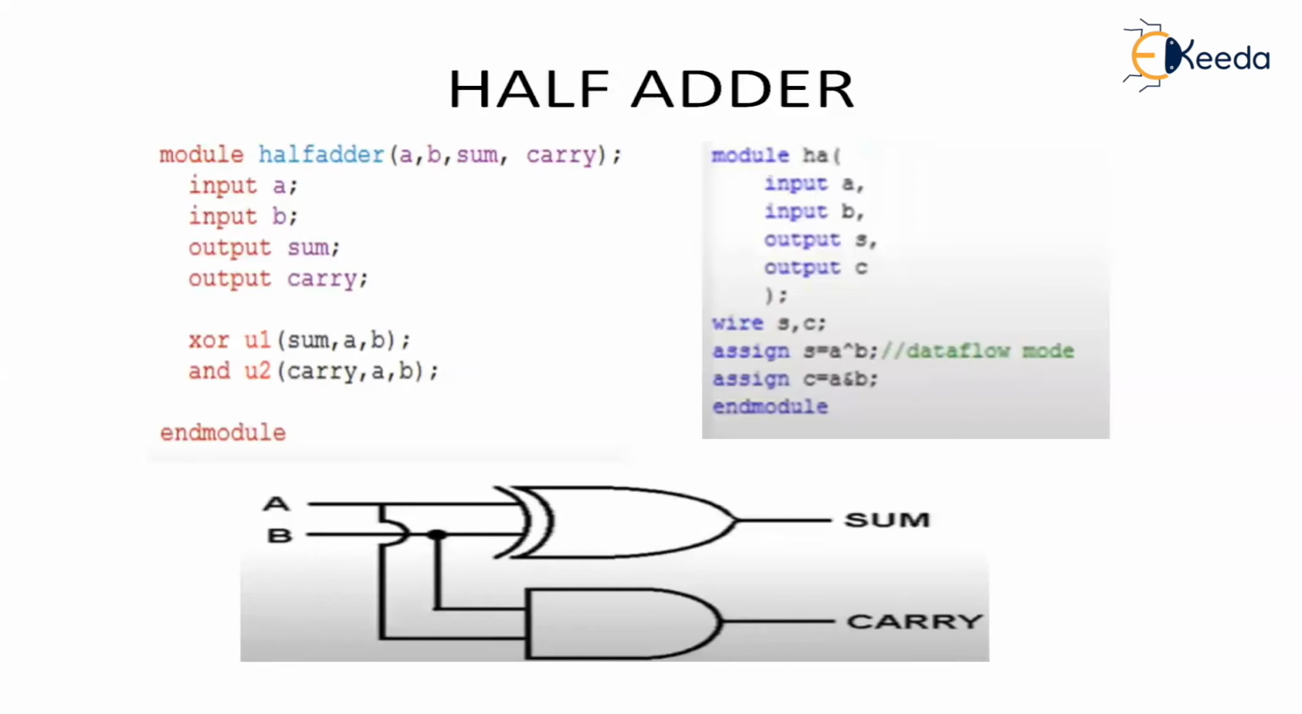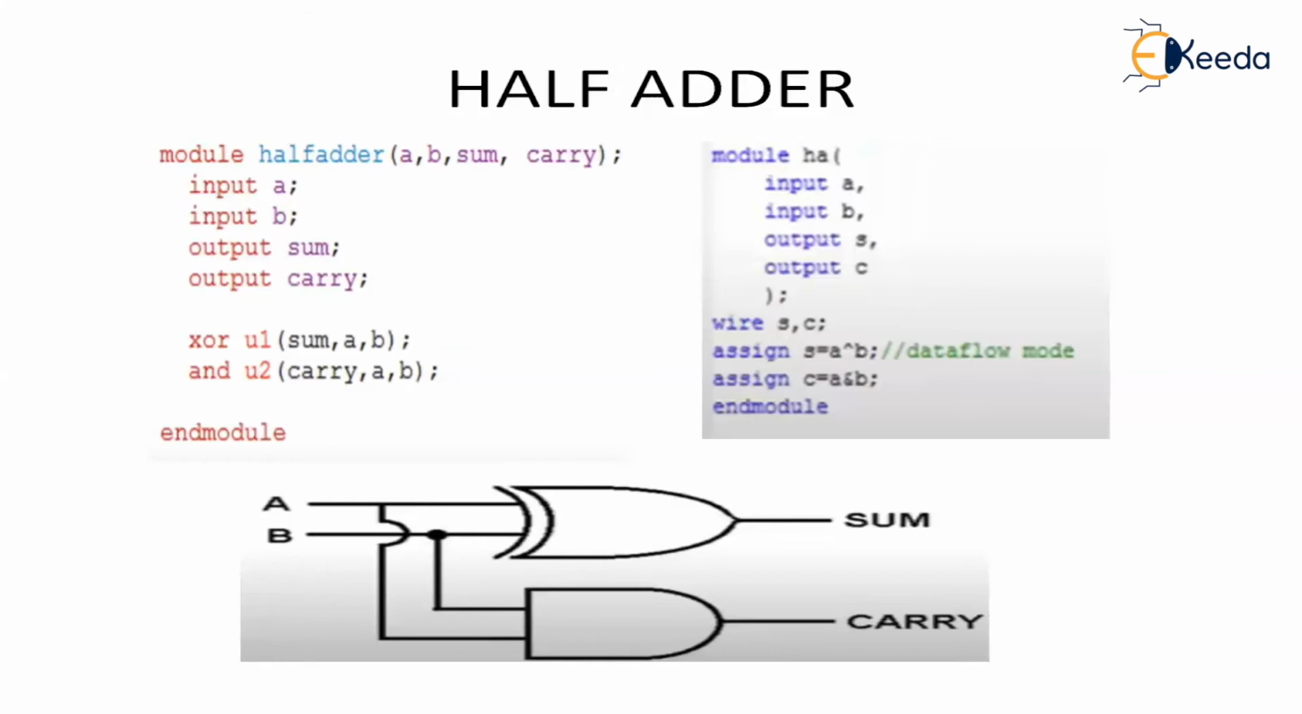Now see the module half adder, the same thing. You can write the same thing: input A comma B, output sum and carry. The module has been completed. I can also make it input A, input B, output sum, output carry, everything inside. While I am declaring the variables itself, I can declare what are the inputs or what are the outputs. So these are the two different ways I can mention the module or my ports.